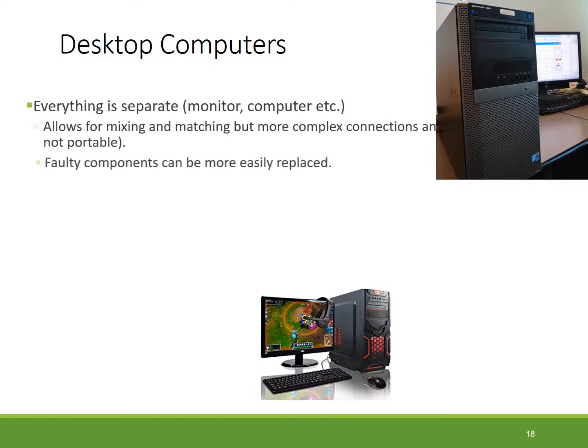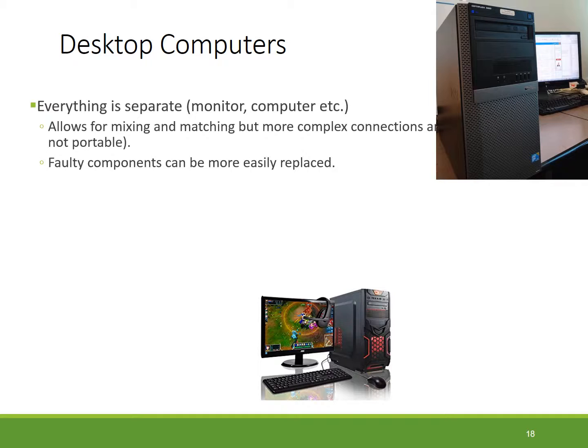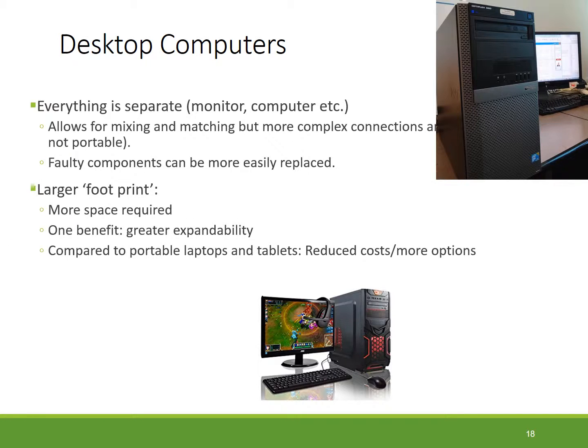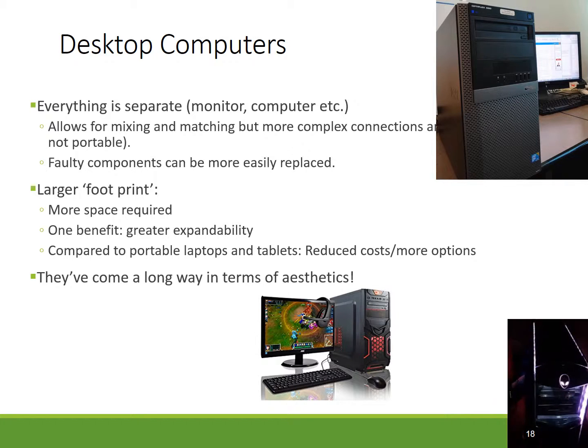Desktop computers. Okay, everything is separate. So your computer is separate from your monitor, is separate from your keyboard. And the advantage of that is, if anything goes wrong, you can just replace that one aspect of the computer. The disadvantage is that they have a larger footprint, so they take up more space. An advantage then is that it's easier to expand these items. You can add in one extra little piece to it. And compared to portable laptops and tablets, the cost can often be cheaper when you're buying a desktop computer, and they have improved in terms of aesthetics.